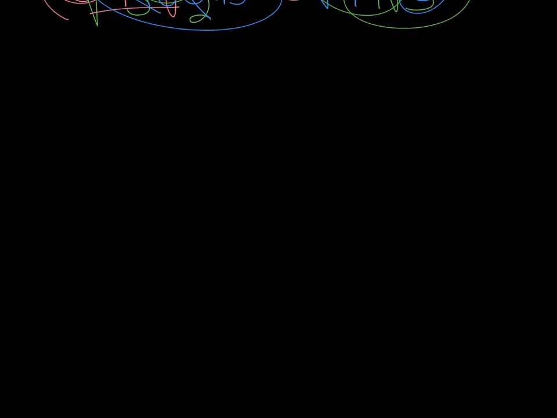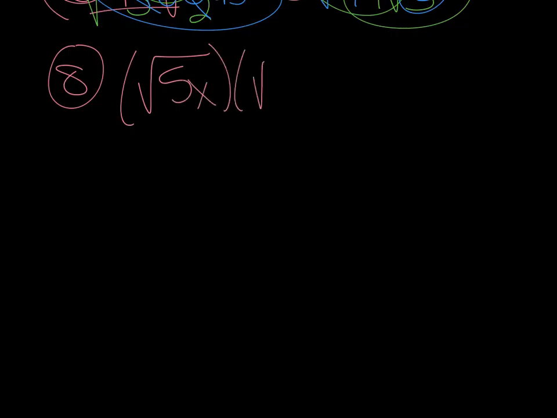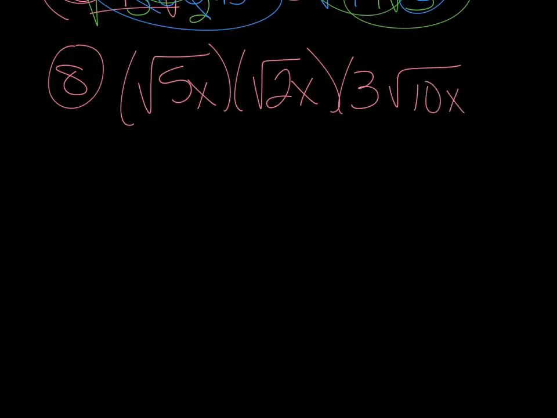Okay, number 8. Okay, this one's going to be kind of a long one. Maybe not really. Square root of 5x times the square root of 2x times 3 square roots of 10x squared. Last one's 3 square roots of 10x squared. Okay, so I have kind of 3 parts that I'm multiplying together here, but it's the same thing. It's all multiplication. Anything that's on the outside of the parentheses, I'm going to multiply together.